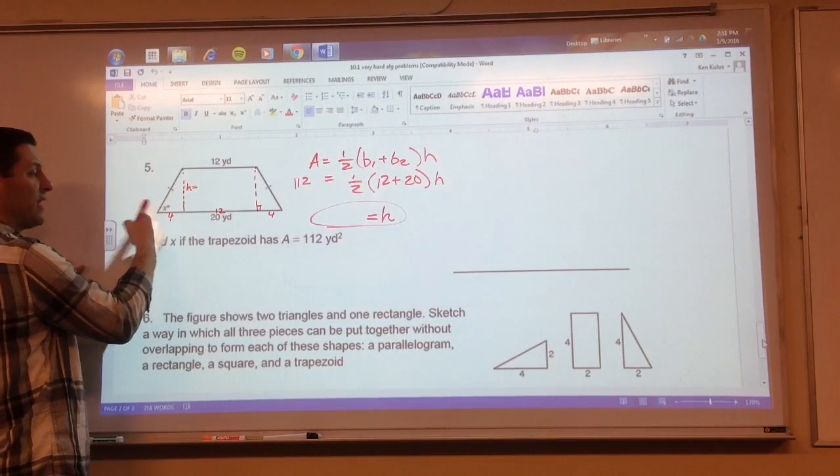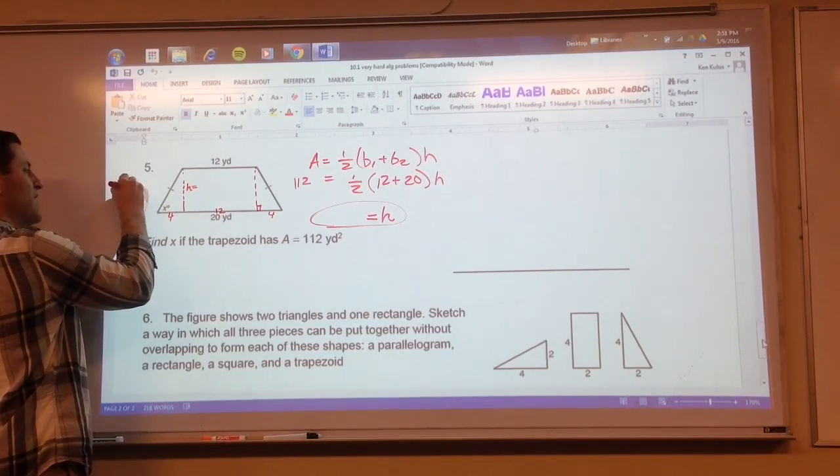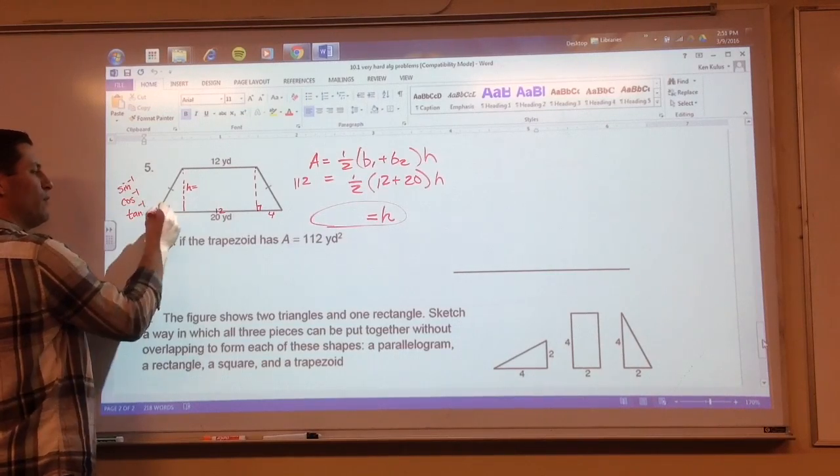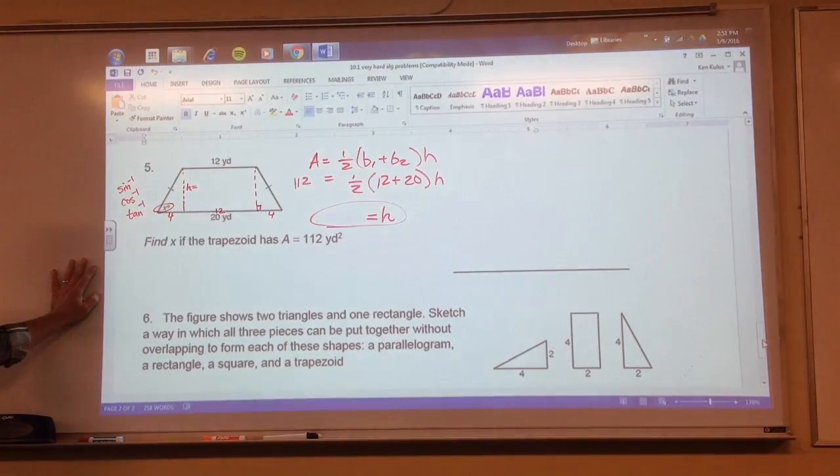After I find that height, I can go in there and I can either use sine to the -1, cosine to the -1, or tangent to the -1 to come up with that angle measure. I'm going to let you pick out the right one.